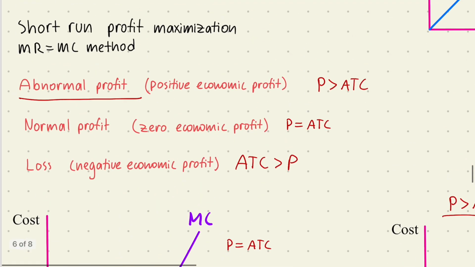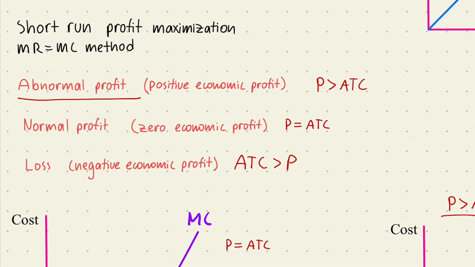So, a small recap. In the short run, firms are trying to profit maximize. They profit maximize at the MR equals MC method. And when they're profit maximizing, they can have three different types of profit. They can have an abnormal profit, they can have a normal profit, and they can have a loss. Desirably, of course, you as a firm would want to have an abnormal profit, which you would aim to see when your average total costs are lower than the market price. If you have a normal profit, it's because your price equals the average total cost, and you're making a loss when your average total cost is greater than the market price.